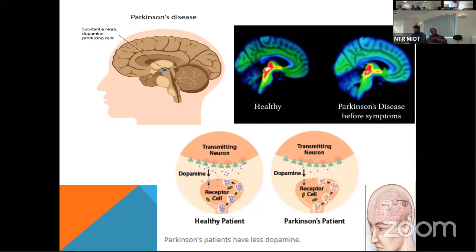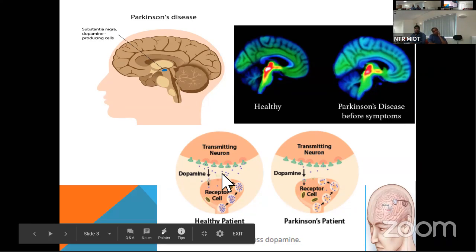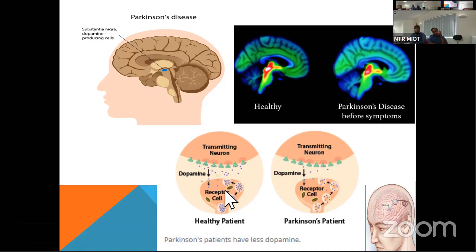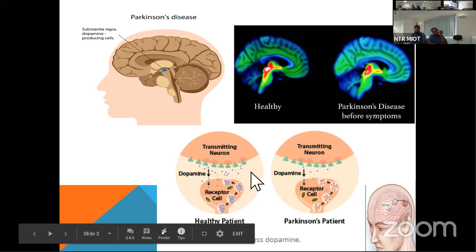If you look at the next picture, the healthy brain, that is a normal healthy brain with a substantia nigra. In Parkinson's disease, it becomes smaller, with degeneration, and activity gets less. If you go down, this is a neuron structure. There's a transmitting neuron and a receptor cell. The one in between is called the junction, the synapse.